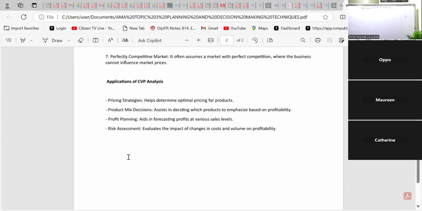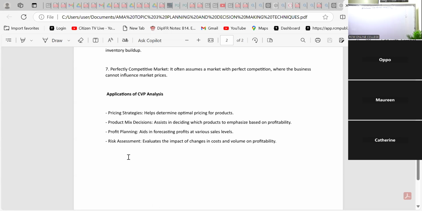So where do we use CVP? And this is popular when coming up with pricing decisions and product mix decisions, because at the end of the day, we want to make a decision on which product is the most profitable one, and which we work with or have more of in our production mixture. It is also used in profit planning, as it aids in forecasting profits at various sales levels.